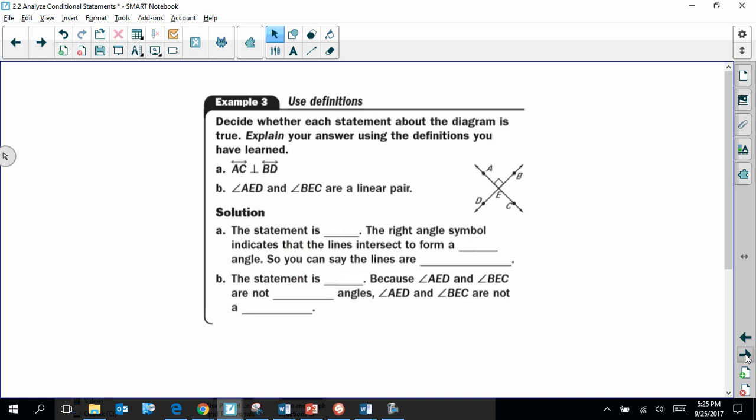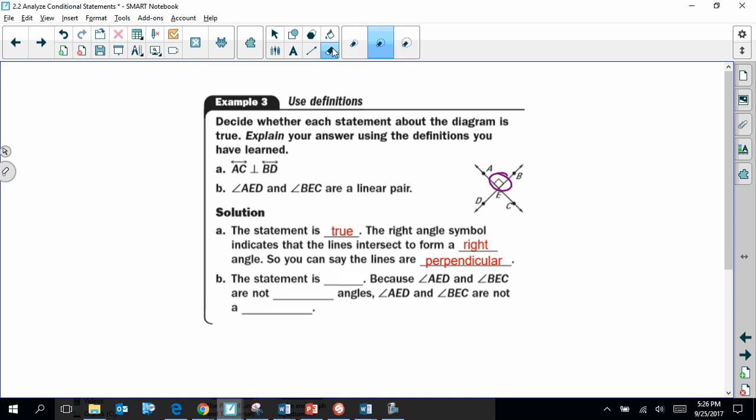So looking at part A, where it says line AC is perpendicular to line BD. Well, AC and BD are intersecting, and they're showing me with the right angle symbol that there's a right angle there. So because they have a right angle, it must mean that they're perpendicular. So I'd say, yes, that is a true statement because I have a right angle. So that means that the lines are perpendicular to each other.